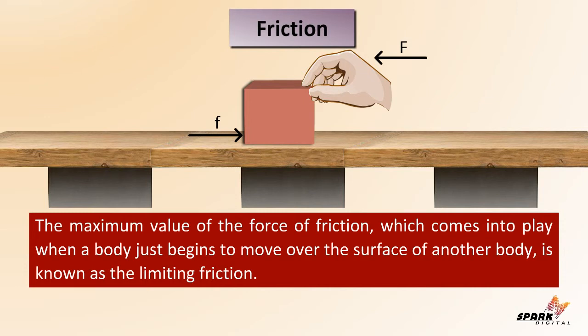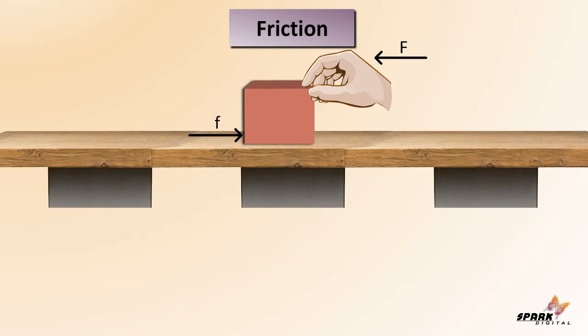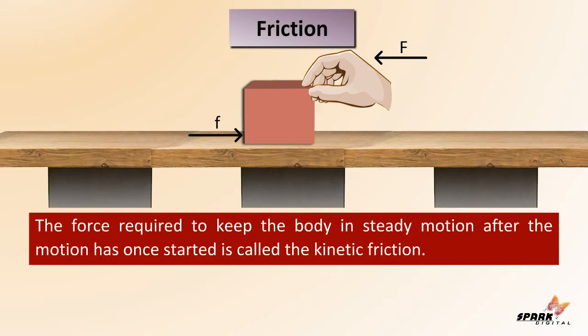The maximum value of the force of friction, which comes into play when a body just begins to move over the surface of another body, is known as the limiting friction. When there is no relative motion between the two surfaces in contact, the friction is static friction. Friction is capable of adjusting itself not only with regard to its magnitude, but also the direction of the applied force. The force required to keep the body in steady motion after the motion has once started is called the kinetic friction.